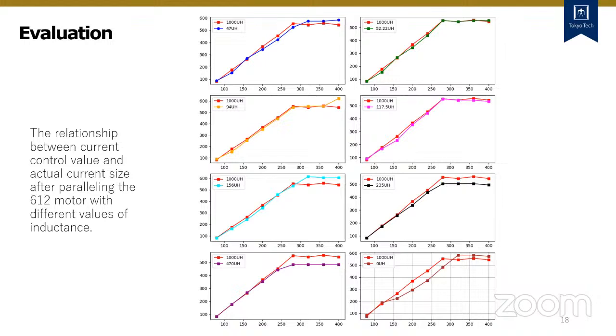This is the relationship between the current control x-axis value and the actual output current of the motor. The motor is paralleled with different values of inductance. Each graph has a baseline of 1,000 microhenry, which provides an ideal straight line. From 470 microhenry to 4700 microhenry, the linearity is gradually weakening, like this blue line. It's not very straight, but it's significantly better than without inductance, like this one with zero henry, where you can see the linearity was not very good. So the conclusion is we must use the inductance.